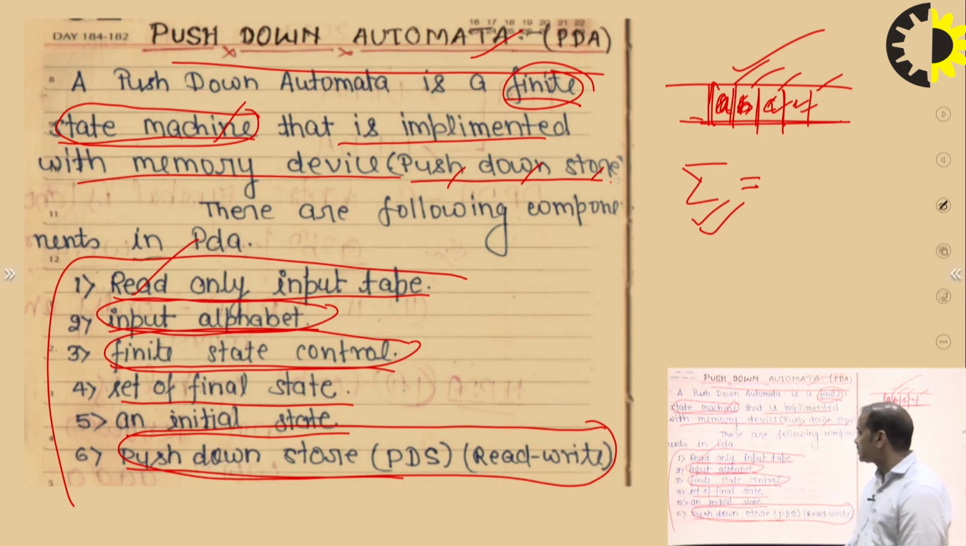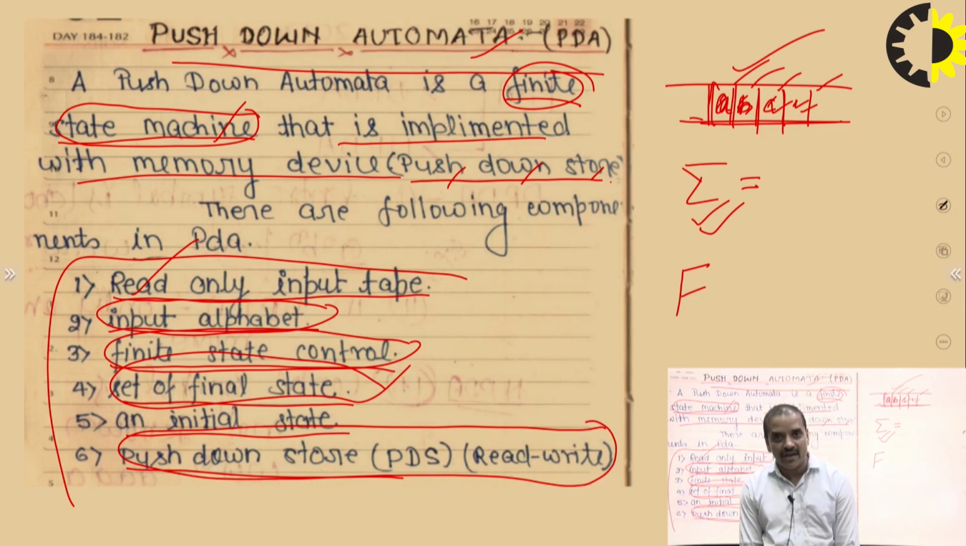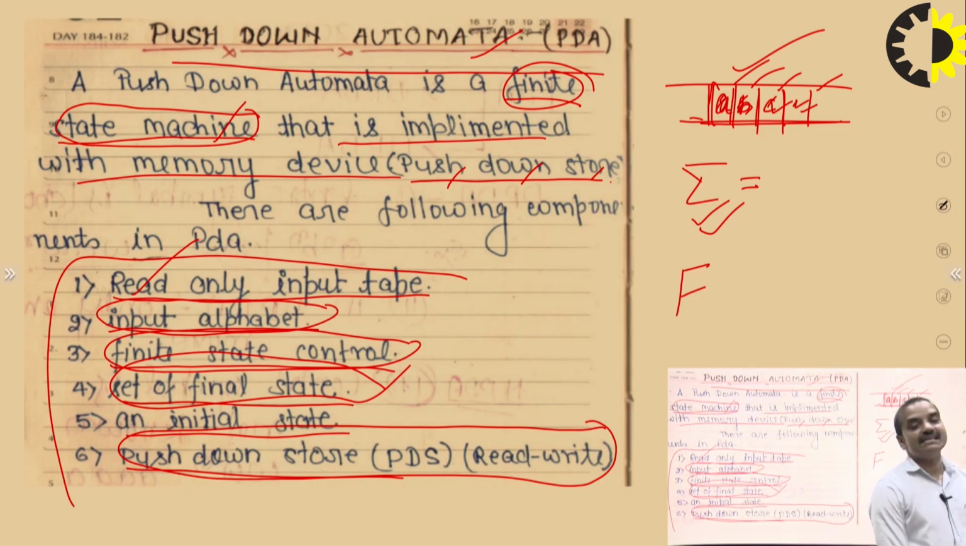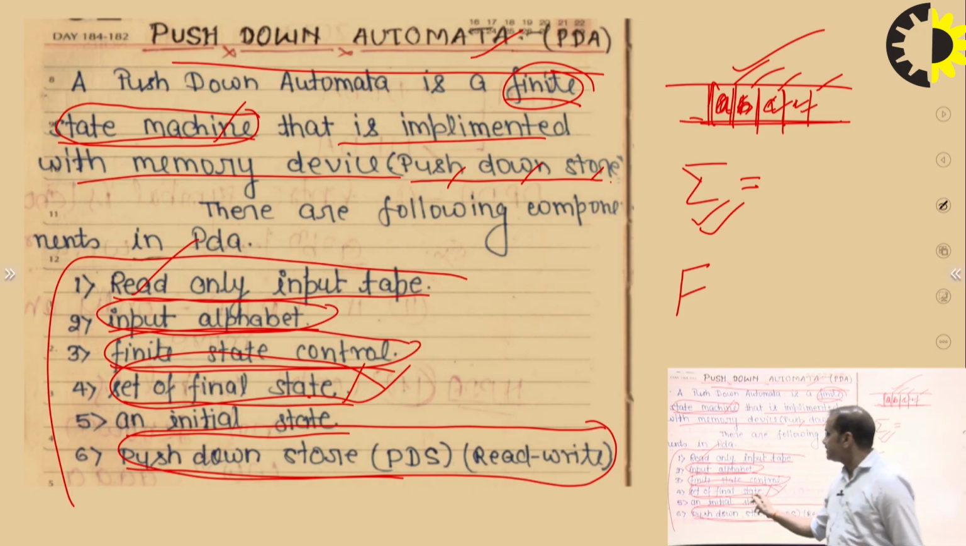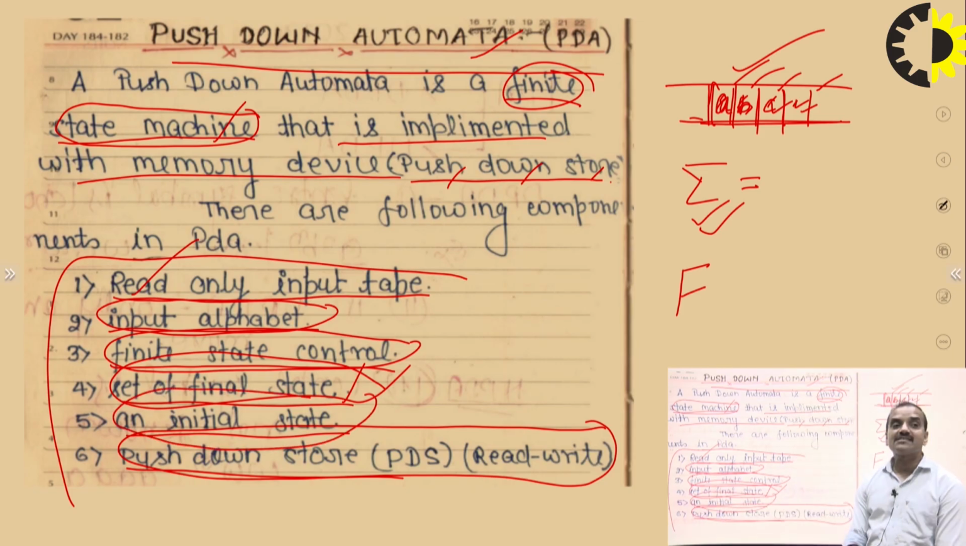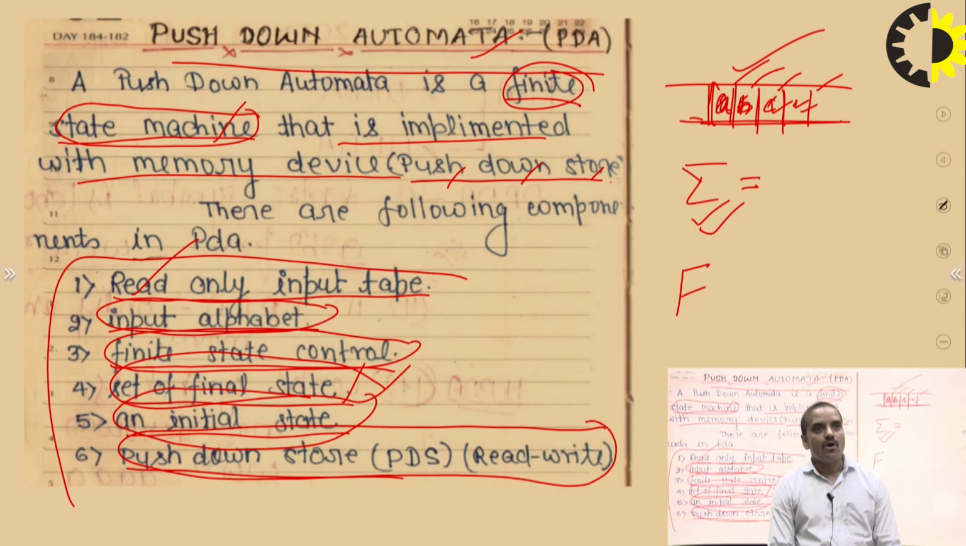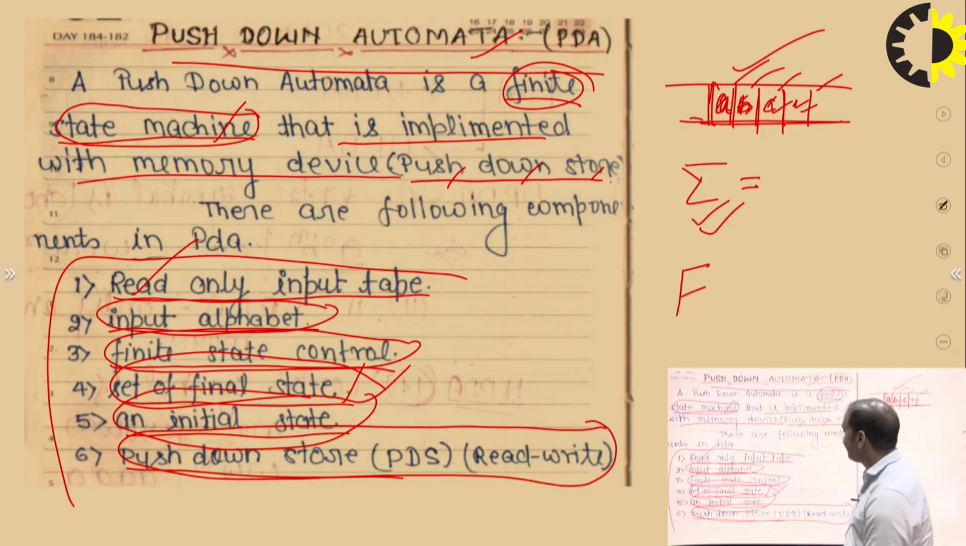And the next point, fourth, is the set of final states. That is called F, where we finish the machine, or where we declare that the machine has accepted the given language, is decided by the set of final states. And the next one is the initial state. This is the single state which decides from where my machine starts, or from where we start processing. It is called the initial state.